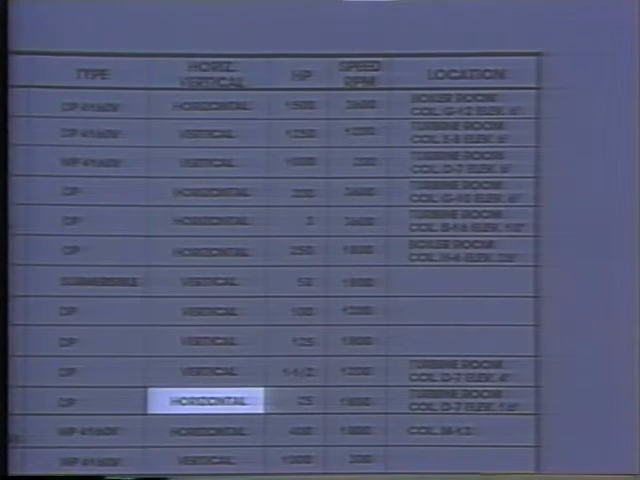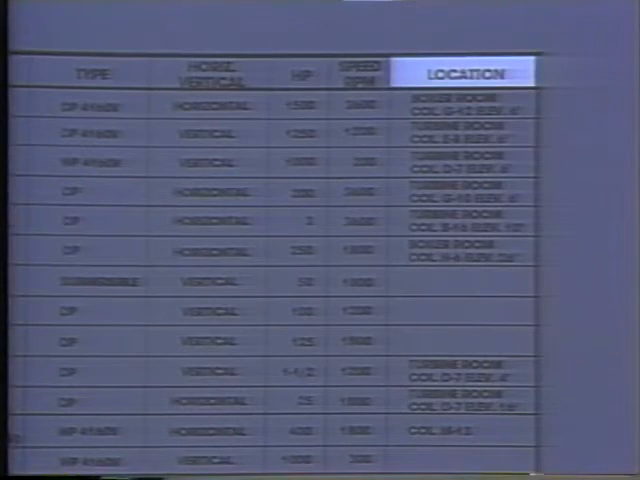In this case, it's mounted horizontally. This column designates the motor's horsepower. The motor we're talking about is a 25 horsepower motor. Speed is the next column. This motor runs at 1,800 RPMs.